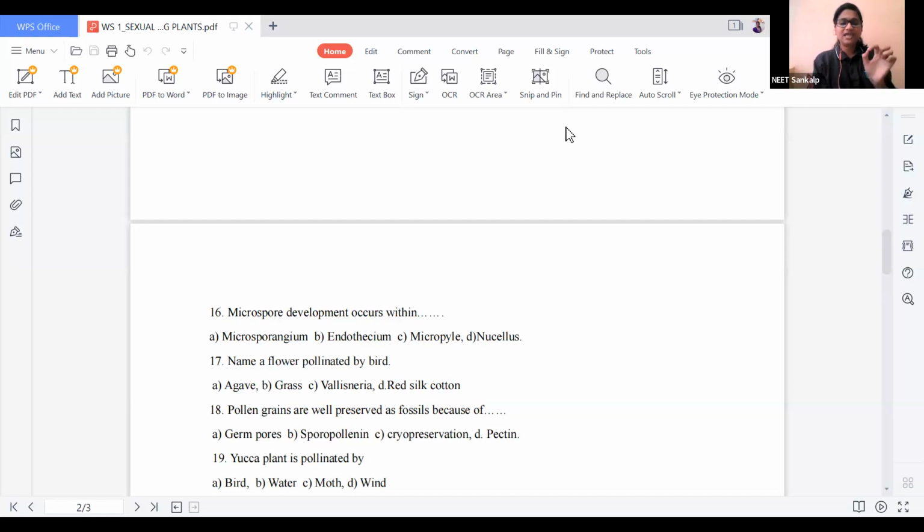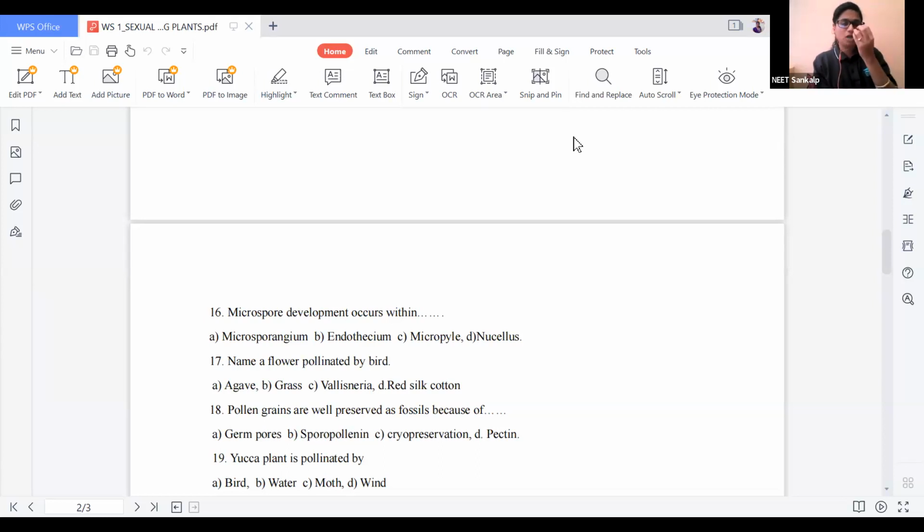17th question. Name a flower pollinated by a bird. Option A, agave. Option B, grass. Option C, vallisneria. Option D, red silk cotton. Most of you did not answer this, it was in the homework. Anvita answered option D, Radhika option C, Manju option D. So the right answer here is option D, that is red silk cotton. Vallisneria is an aquatic plant which is pollinated by water itself.